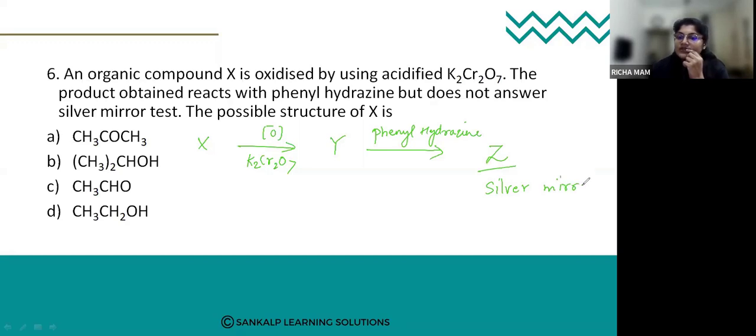Silver mirror test is answered by whom? Silver mirror test is answered only by aldehydes, right? Ketone does not give this test. So this is an aldehyde. So the Z should be an aldehyde.